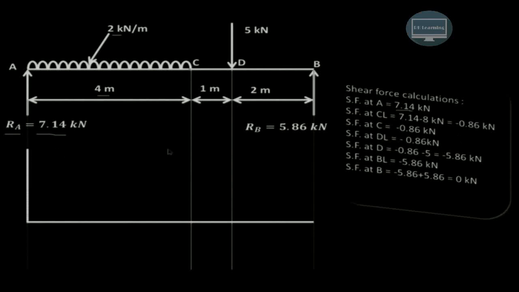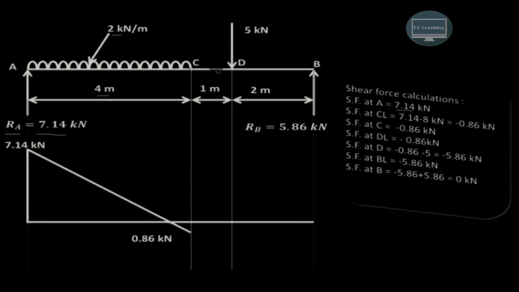So at point A, we are having 7.14 kN, whereas at the C left, we are having minus 0.86 kN. Exactly at C also, as there is no other point load, we can say that whatever the shear force is there at C left, the same shear force will be acting at point C also, and that is minus 0.86 kN.